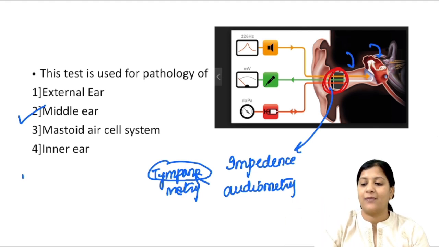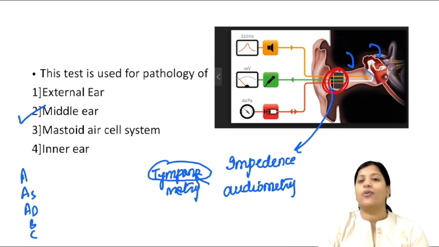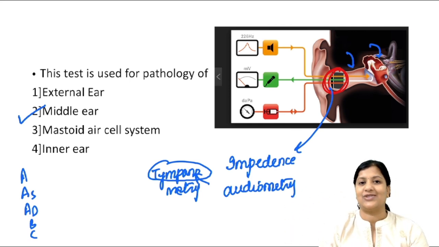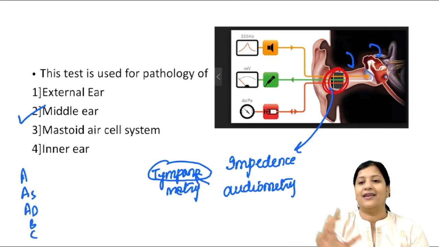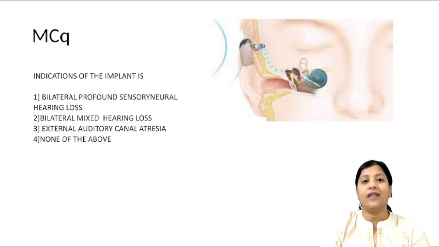So on tympanograms, we can get A, AS, AD, B and C. All of you, I'm sure, are very clear with these graphs, so I'm not going to go into them. A is normal graph, AS is otosclerosis, AD is discontinuity of ossicle, B is fluid and C is negative pressure. All these five graphs are suggestive of a middle ear disease. So the impedance audiometry is a test done for identifying middle ear pathologies. Okay, so let's go to the next question.